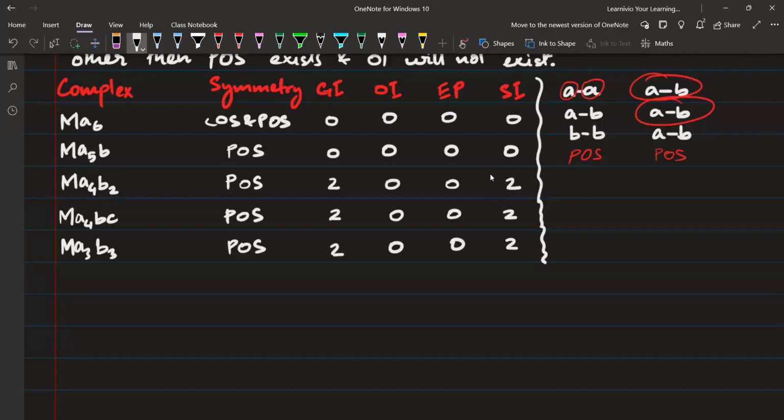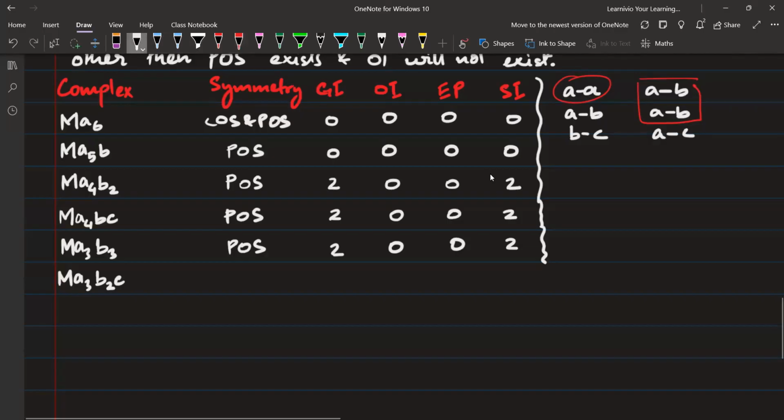Now, this is the last case, MA3B2. So I think here also the plane of symmetry is still going to exist because of AA and AB. Correct? Yes.